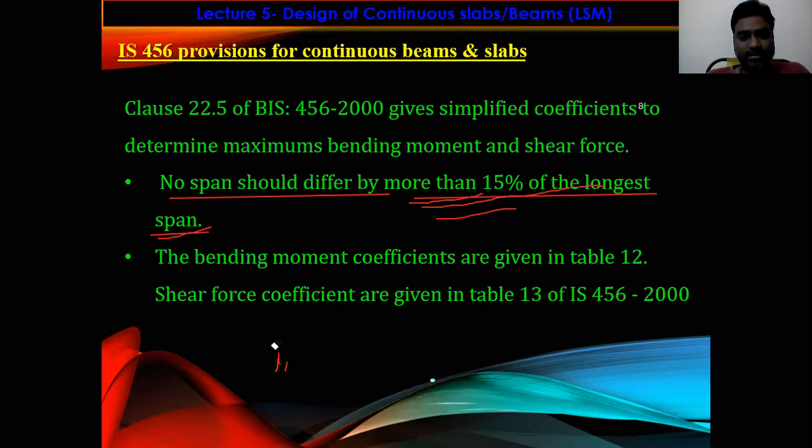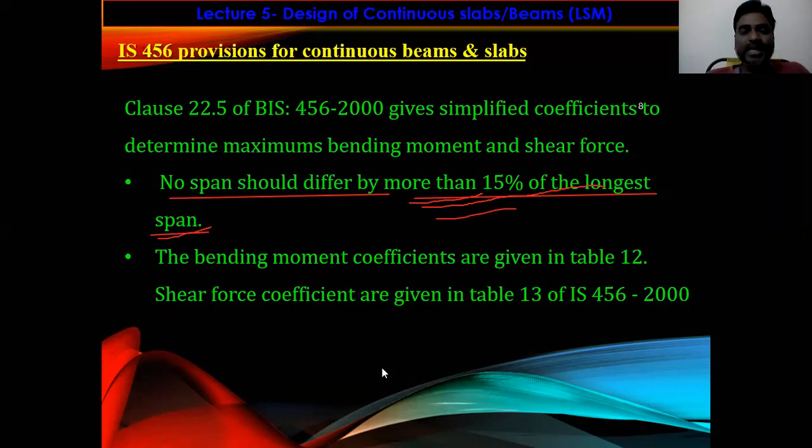Shall I repeat again? The three conditions: first, the minimum number of spans should be 3. That means the beam or slab should consist of a minimum of 3 spans, and it should consist only of UDLs, and no span should differ by more than 15% of the longest span, right? If these three conditions are satisfied, then you can apply this method. If not satisfied, then you have to choose another method. That is very, very important.